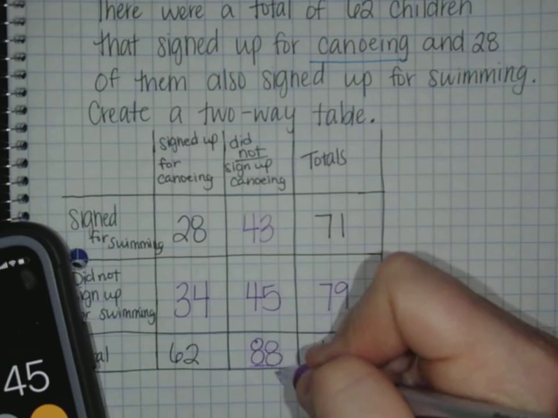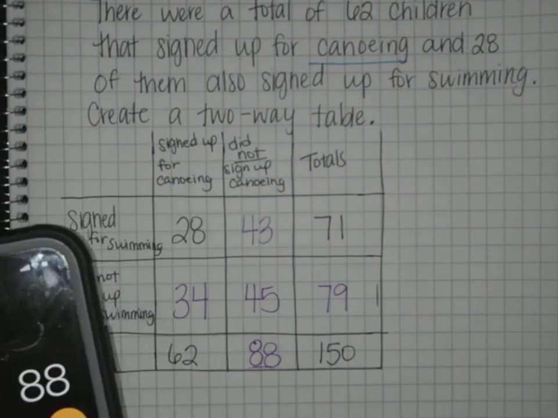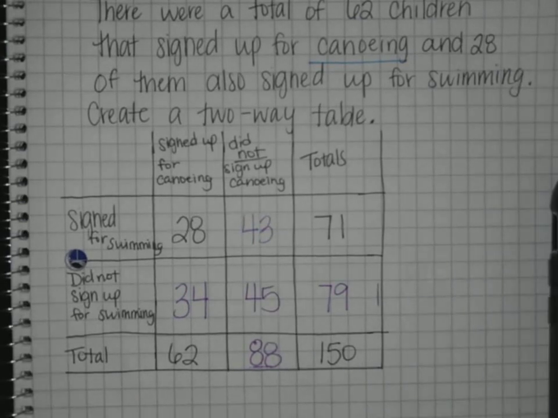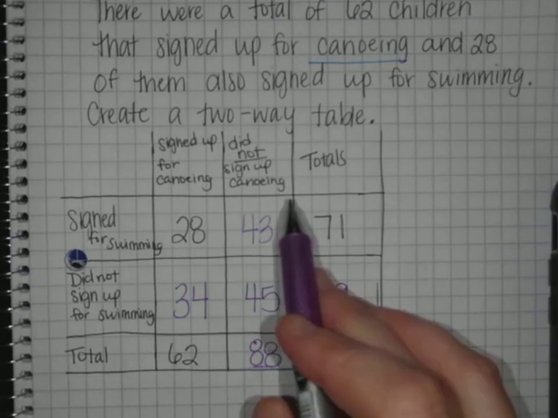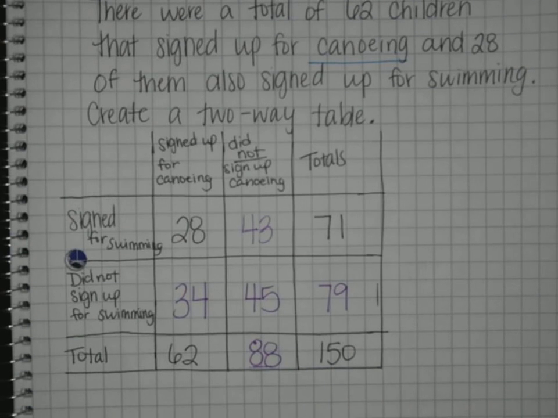But let's check these numbers to make sure that they match up. 43 plus 45 is 88. And we should see that all of that works. You could go and add all of those up, and it should show you that you got the same number. So that's how you create a two-way table.